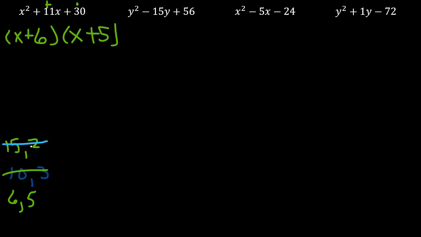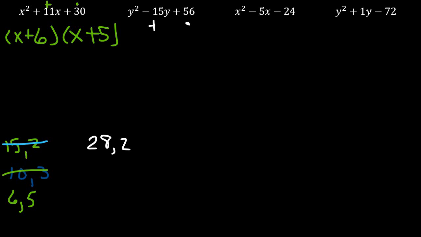For the next one, y squared minus 15y plus 56, we want two numbers that multiply to positive 56 and add up to negative 15. The only numbers I can really think of, if I had to go, half of 56 would be 28. So it could be 28 and 2. That's one combination that multiplies to 56.